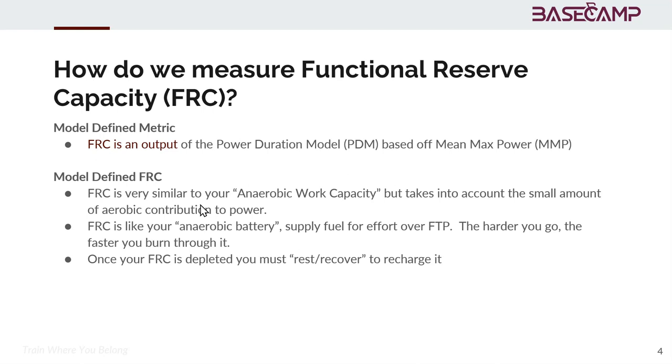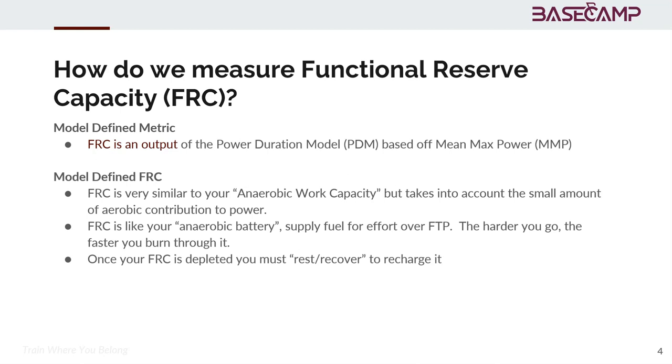How do we measure functional reserve? Well, it's a model output number. It's based on the power duration curve, which is based on your mean maximal power contributions. Now, this means your model must be maintained. If you don't have a maximum short, medium, and longer effort, so I don't know, 5 to 10 seconds, 60 to 90 seconds, and something out there around 20 to 35 minutes, if you don't have good hard efforts in those ranges, your model might be a little bit off.